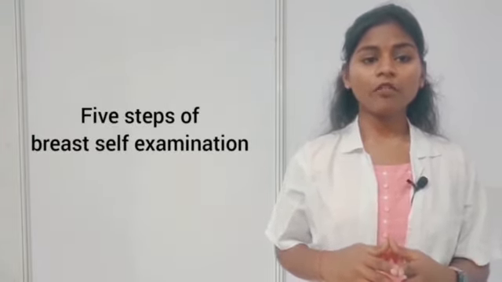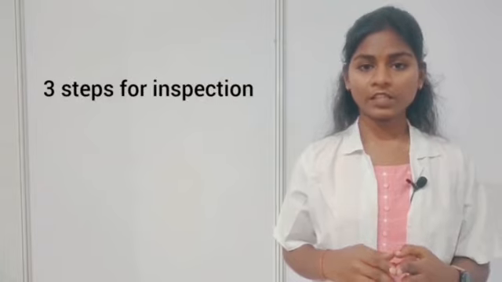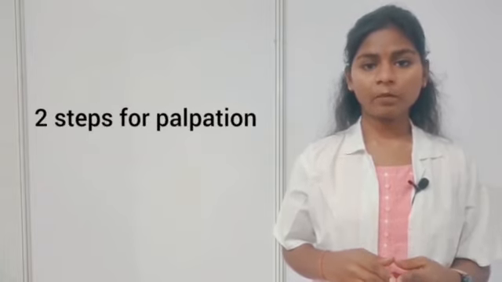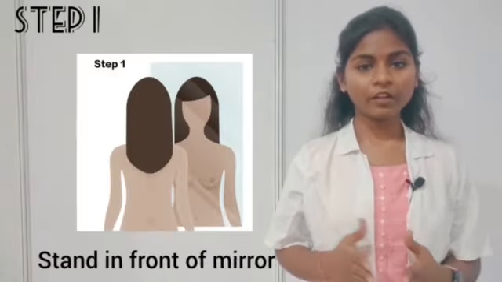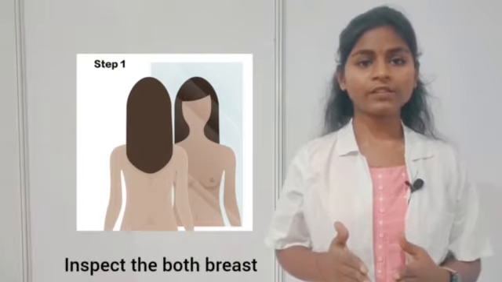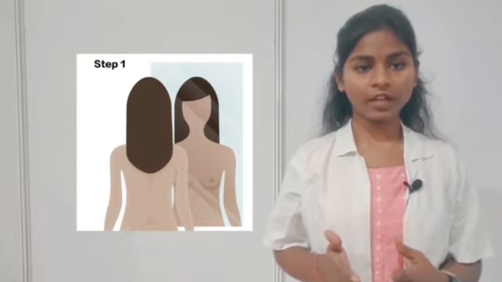There are a total of 5 steps of breast self-examination. The first 3 steps are for inspection and the last 2 are for palpation. So here we will see the 5 steps in detail. Step 1: stand in front of the mirror and inspect both breasts for any unusual changes.